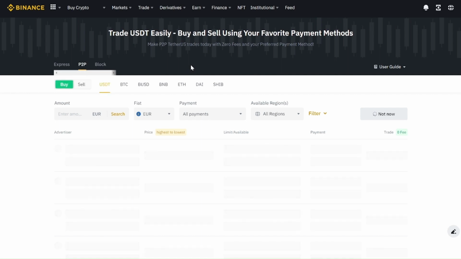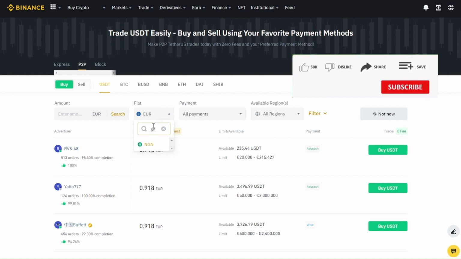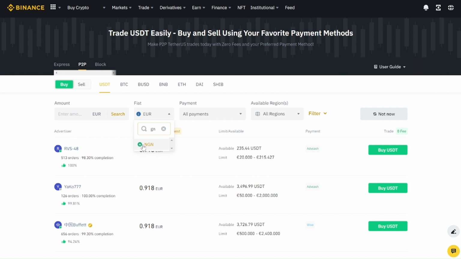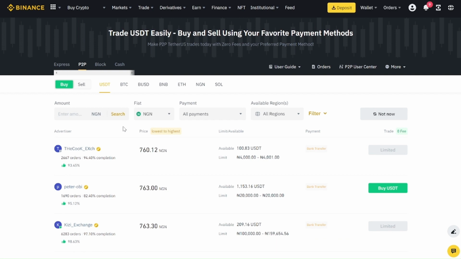You can use this P2P if people are making sell orders and buy orders. Right here, I'm going to change this to Naira, or better still, any currency you want to change this to. It's going to work the same with your home currency. So this is how Binance P2P works.